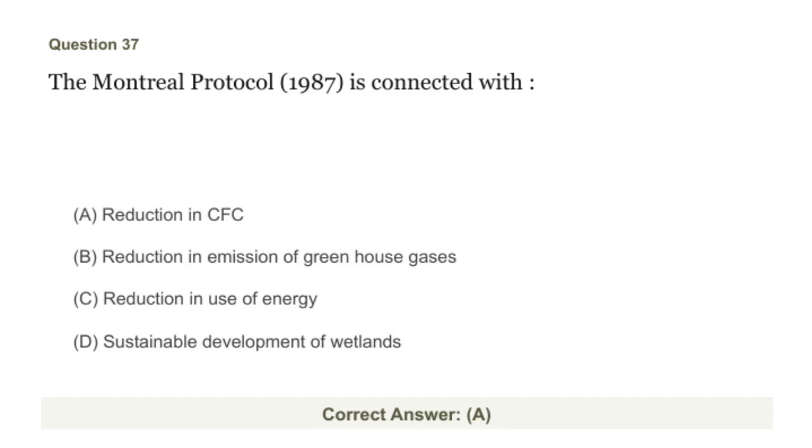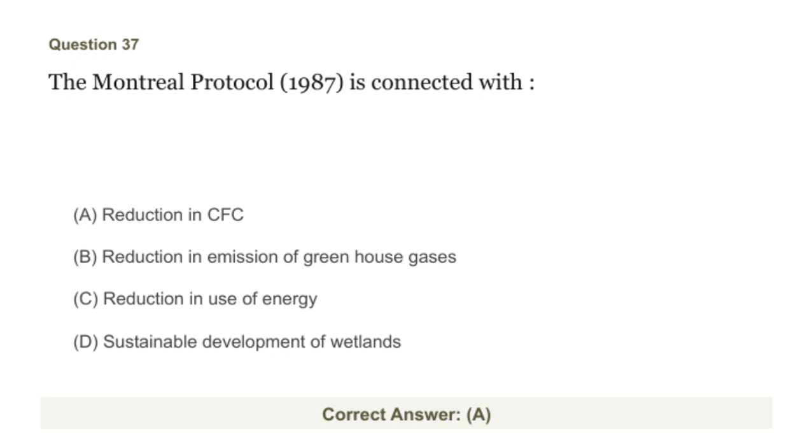The correct answer here is option A, reduction in CFC. The Montreal Protocol, established in 1987, is a landmark international treaty aimed at protecting the ozone layer. It primarily focused on phasing out the production and use of substances that deplete ozone, especially chlorofluorocarbons, or CFCs. So, when we talk about the connection of the Montreal Protocol, it's all about reducing CFCs to prevent ozone depletion.